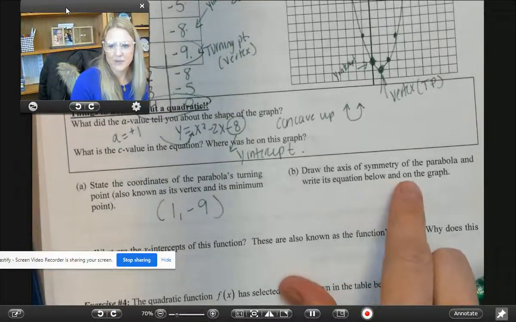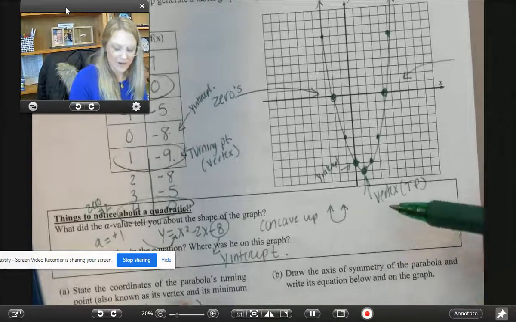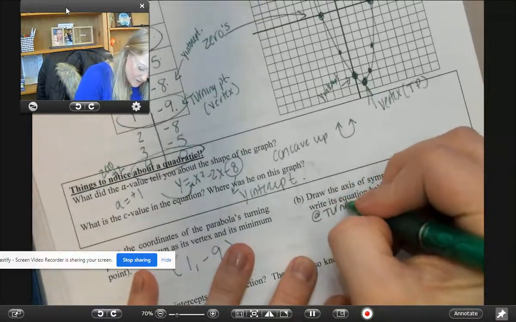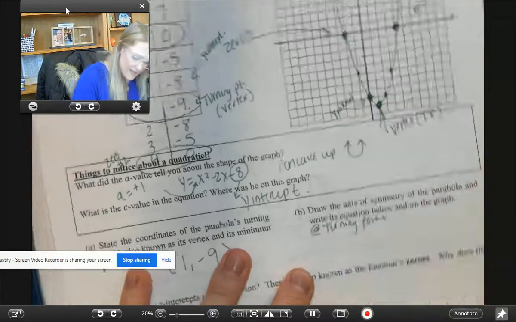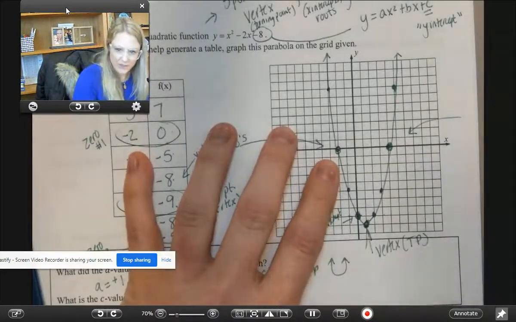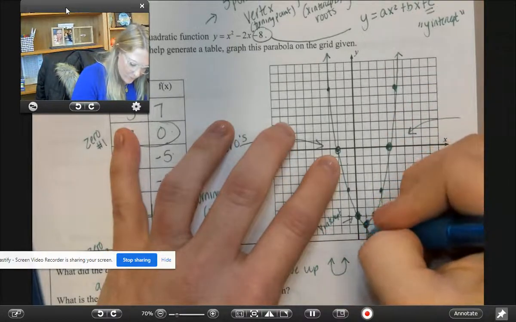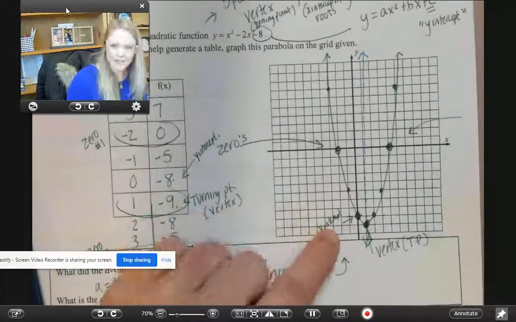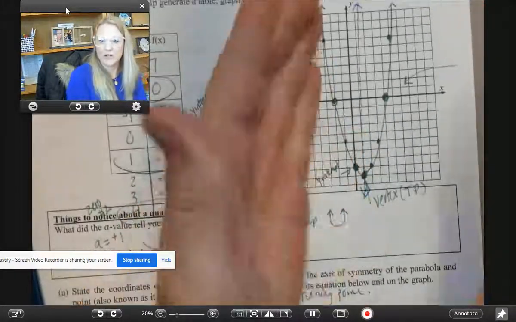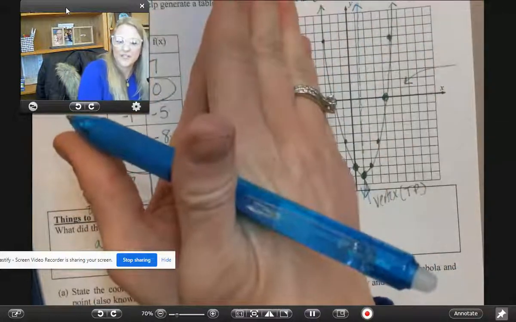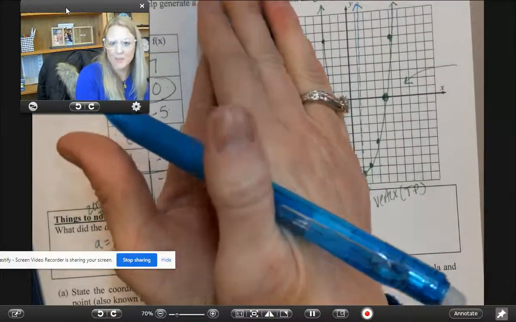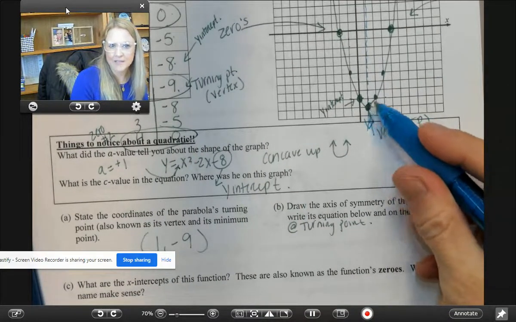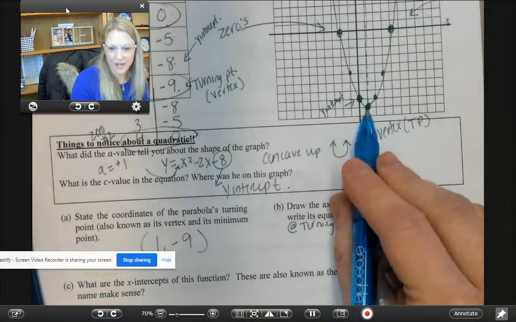Draw the axis of symmetry of the parabola and write its equation below. So where does the symmetry happen? It happens at the turning point. Okay. And so right here, I'm going to use blue here, is where if you folded the graph right here, okay, this is called the axis of symmetry. It's a line where if you were to fold this paper, these points are going to lie on the other side perfectly and match up. Okay, so that's called an axis of symmetry. And where did it happen? It happened at the point 1, -9, right?